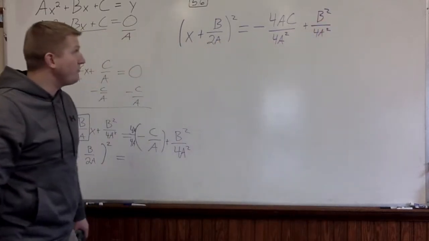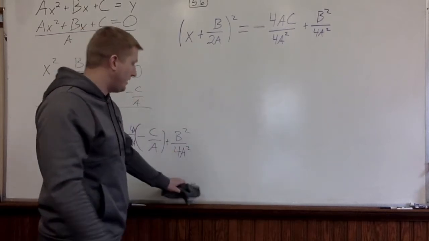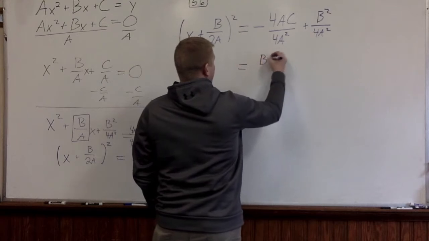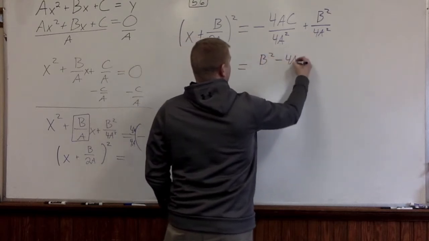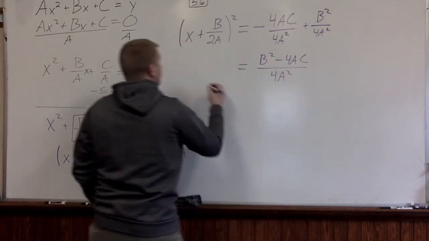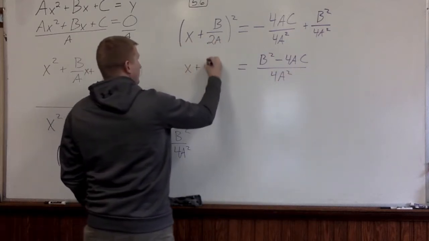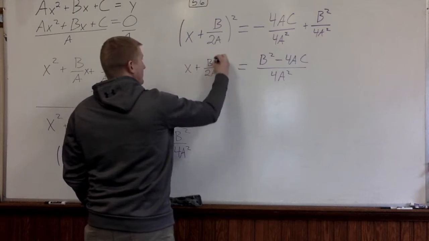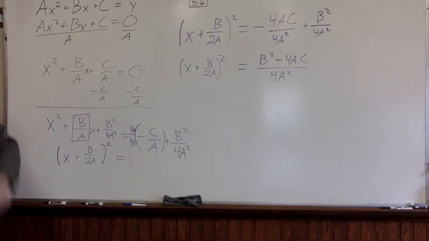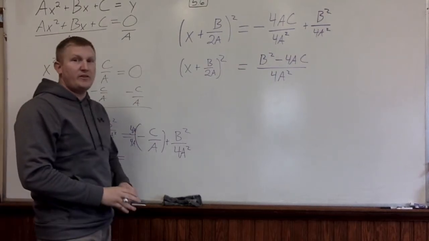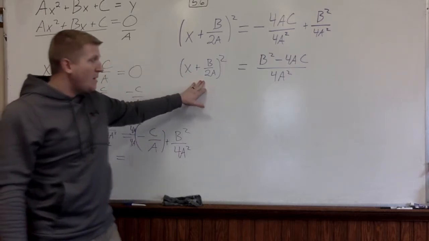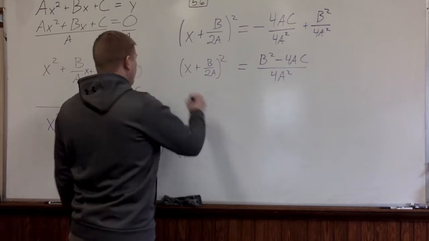Now I can combine those two fractions, and I'm going to reverse their order because I like having addition first. So we end up with b squared minus 4ac all over 4a squared. Meanwhile, over here, we still have all of this garbage. Okay, so we should be good so far. But we have not yet gotten x all by itself. So at this point, since we have this perfect square trinomial over here, I'm going to square root both sides.